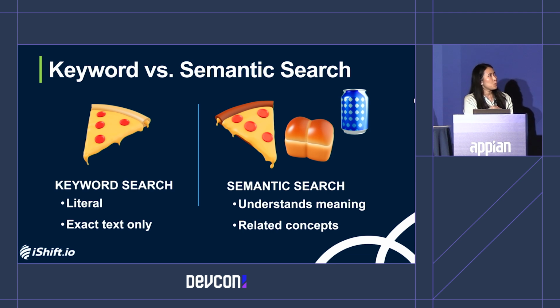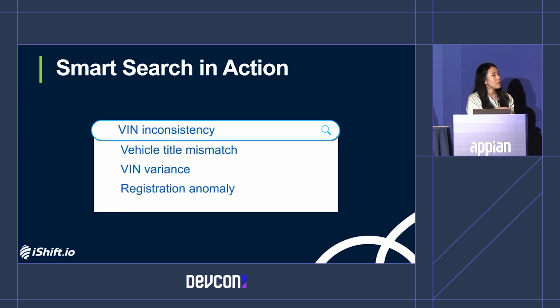Before we move on, let's align on exactly what keyword and semantic search are. Keyword search is like a literal friend. You tell them, I want pizza, and they just give you one slice. Semantic search is more like a friend that understands you. You tell them, I want pizza, and they give you the whole meal. Smart Search is based on similarity and context. So if you write out a keyword, it's going to return the relevant content. And this is the type of search that Jay really needs.